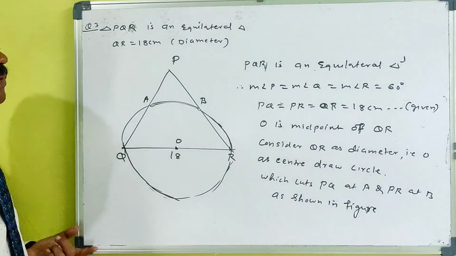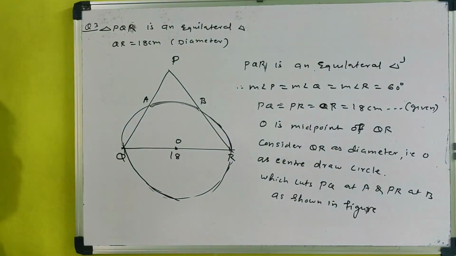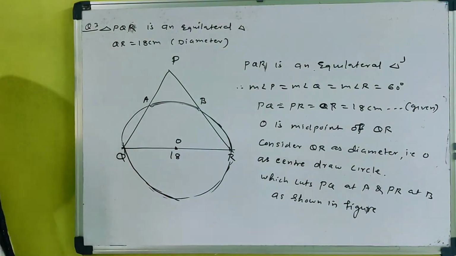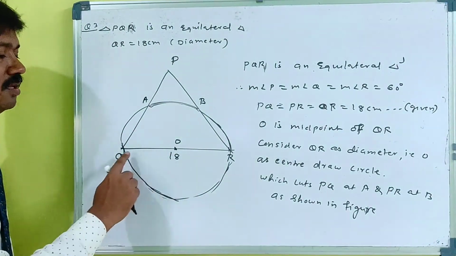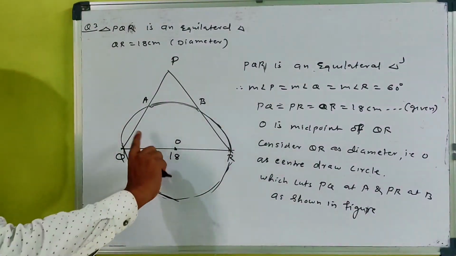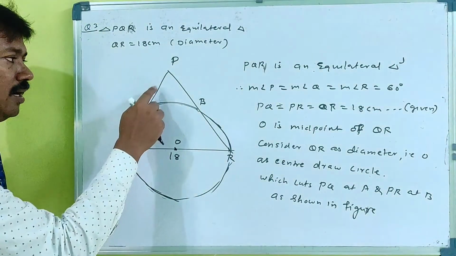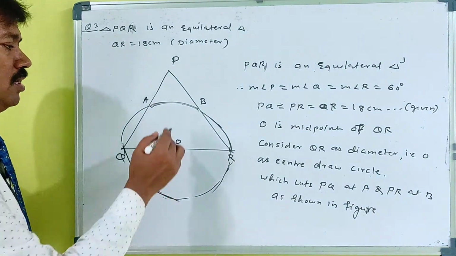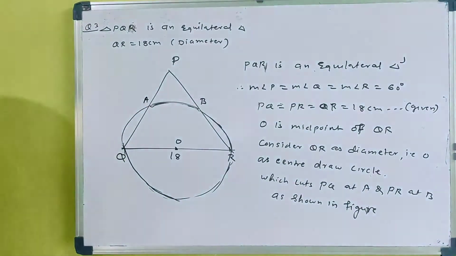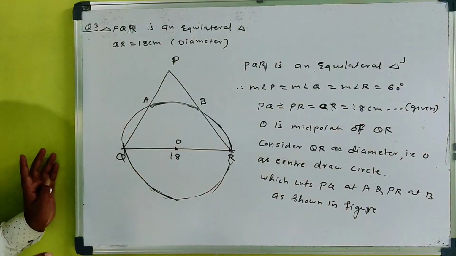Fine. जो भी मैंने डायग्राम में बनाया वही बात उधर एक्सप्लेन किया है. PQR is an equilateral triangle, all sides are equal. O is the midpoint of QR, उसको लेके हमने सर्कल बनाया, and then cut PQ at A and PR at B. So what is the length of arc AB? That's the question. बात समझ में आए?